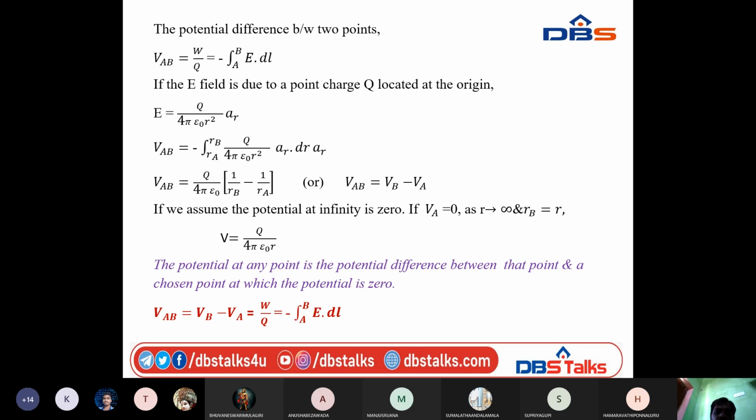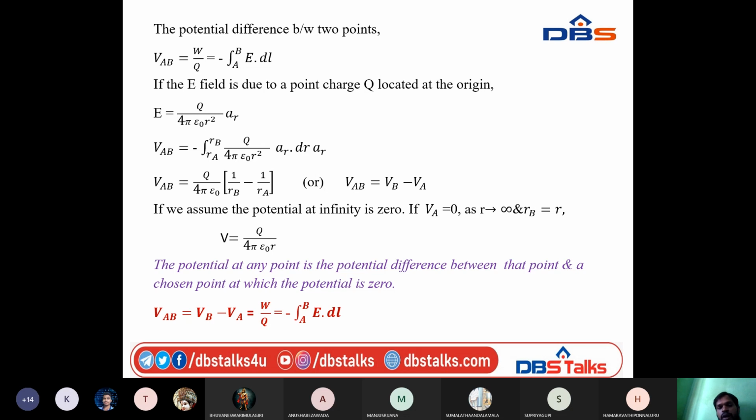So V_AB equals Q by 4 pi epsilon naught, which is a constant term. Here a_r becomes 1, so the remainder is only 1 by r square. The integral of 1 by r square is minus 1 by r, just as the integration of 1 by x square is minus 1 by x. Then we can substitute the upper limit as well as the lower limit. We will get the electric potential V equal to Q by 4 pi epsilon naught times (1 by r suffix B minus 1 by r suffix A).